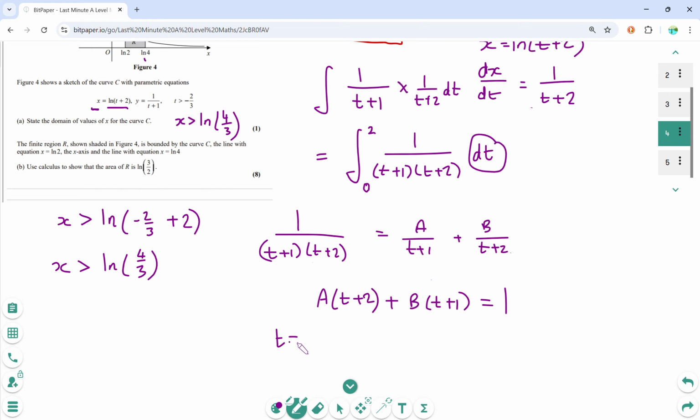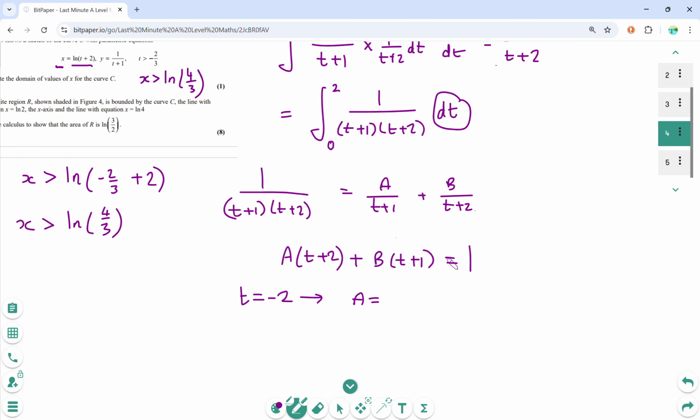Substitute in your values, t equals minus 2. Not really going to explain this method because it's not a partial fractions video. So sub in minus 2, this disappears. So minus 2 plus 1 is minus 1, b equals 1, leaving b equals minus 1. Underline that in red for later. And then make this part disappear. That means t needs to be minus 1. So a is 1. Okay, that's quite nice.